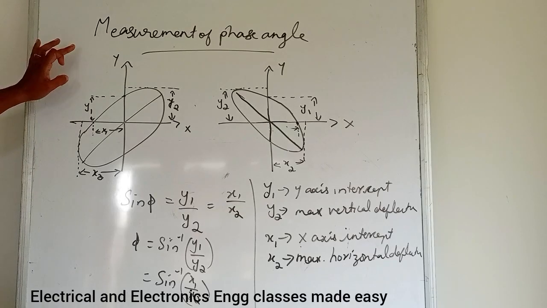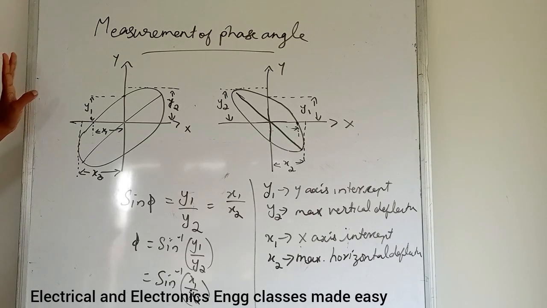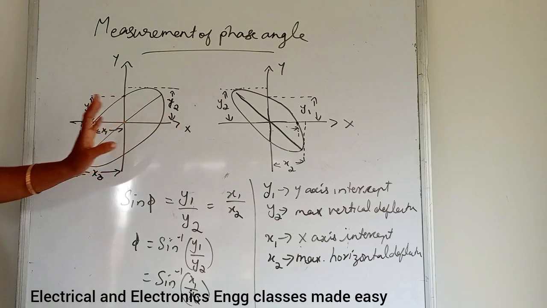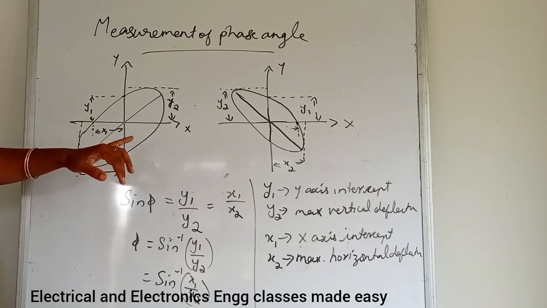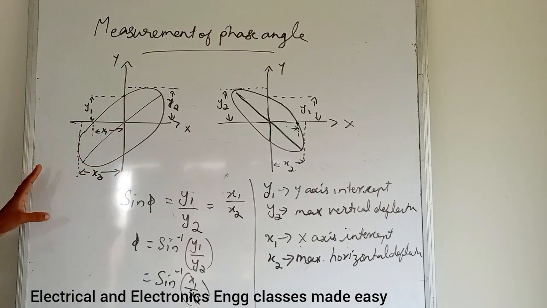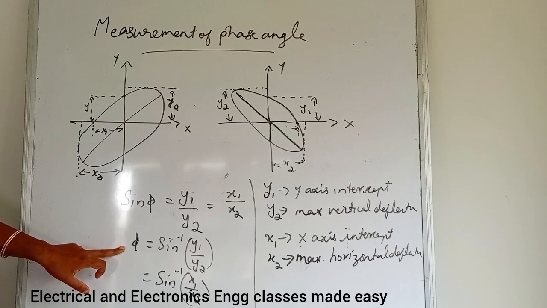Next is measurement of phase angle. If two voltages of the same frequency are connected to the XY terminals, the phase difference is revealed by the resulting pattern. Consider two patterns, that is, these are ellipses. Then the phase difference between the two waves is given by phi.